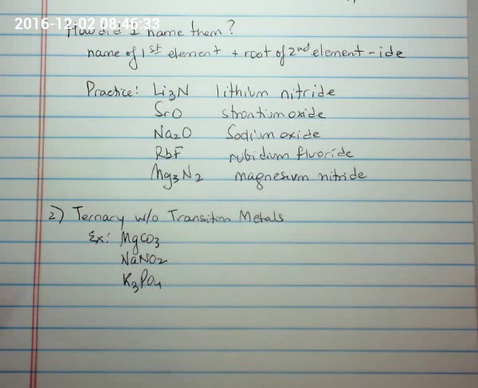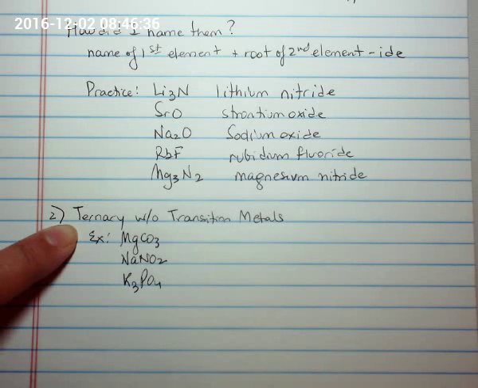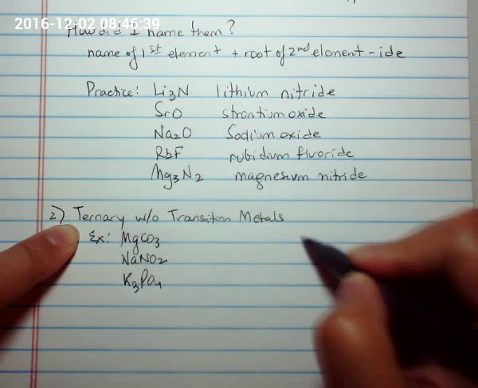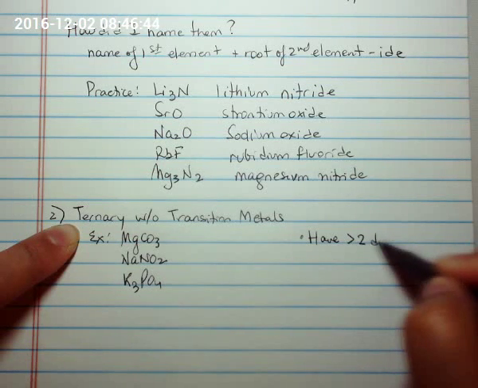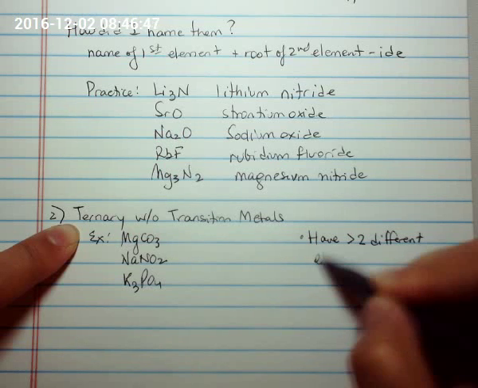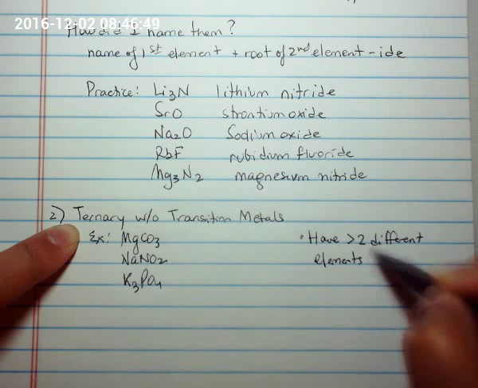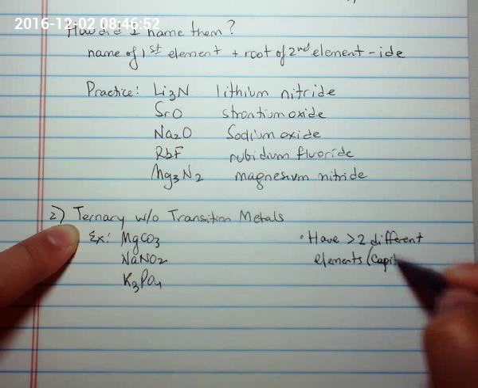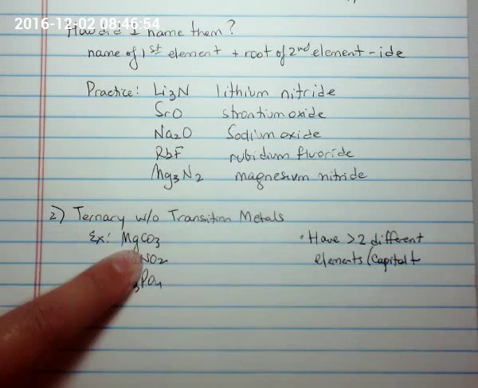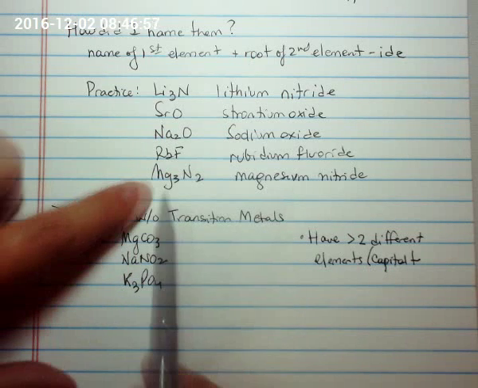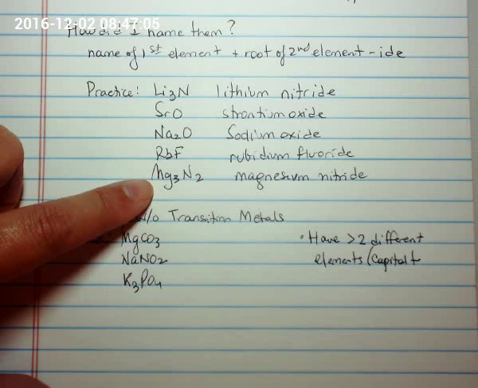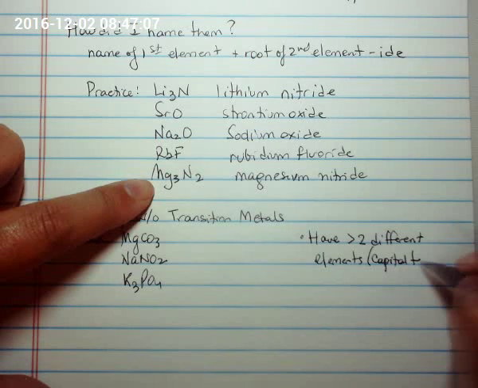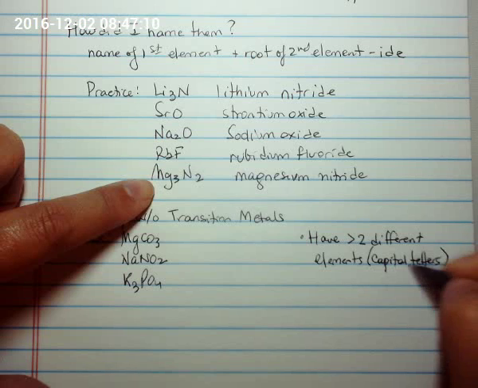All right, so what does ternary mean? Well, 3 or more, okay? So they have more than 2 different elements. Or if you choose, look for the number of capital letters. Because I don't want you to think that, for instance, this has more than 2 elements just because you add the subscripts and that gives you an answer of 5. I'm talking about capital, like total different types of elements represented in the formula. So capital letters.